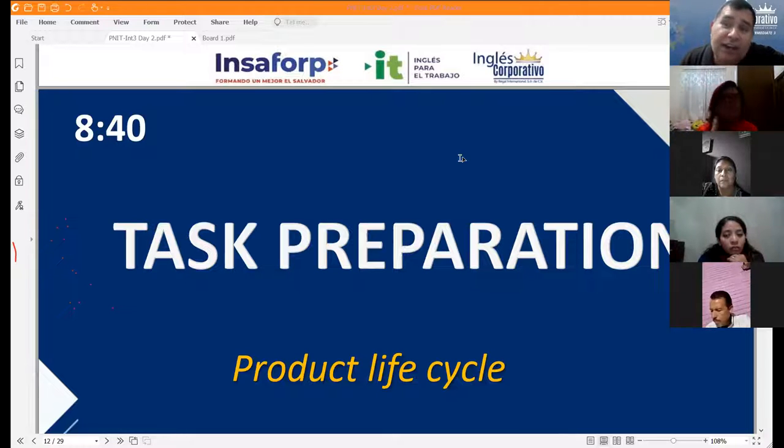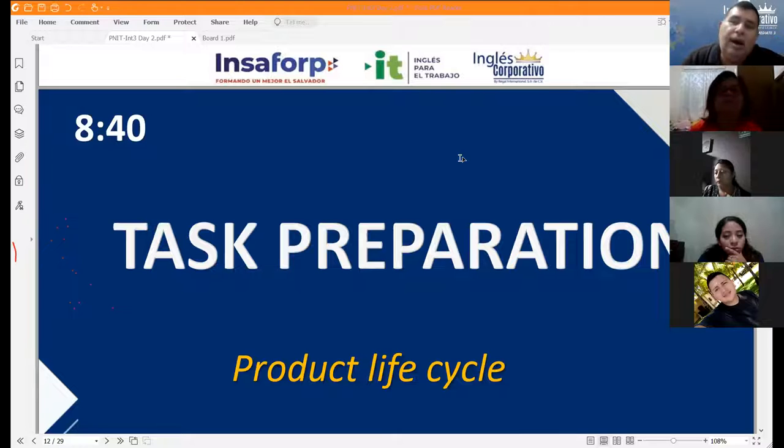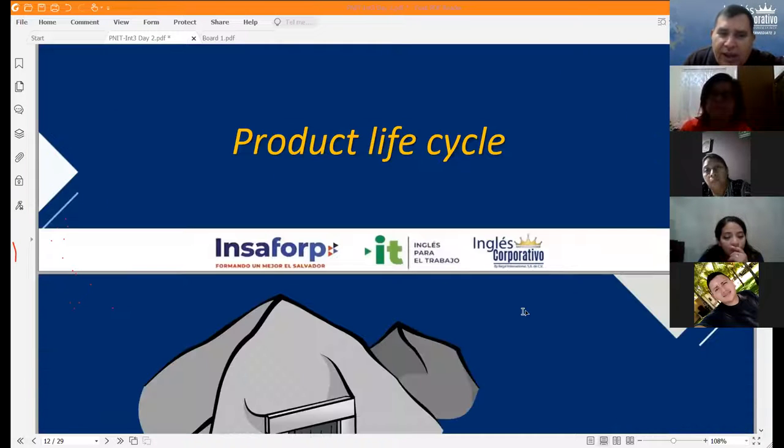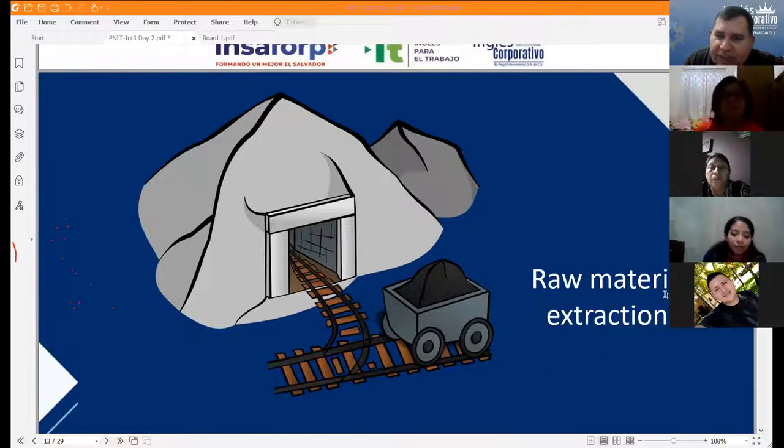Okay, that is the life cycle of the product when we have already made the product. But let's put it launch before idea generation. Thinking about the material. Let's imagine that the concept has already been made and everything. But then we extract the material. So we get the material, right? Raw material extraction.